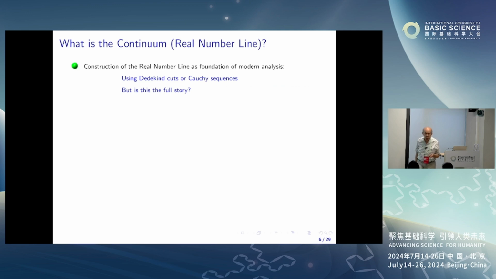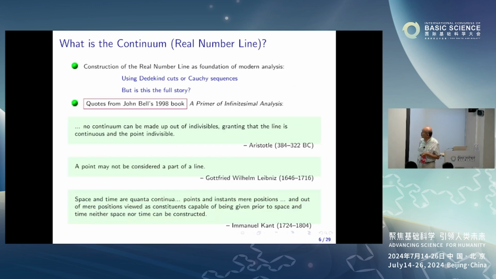So you all are familiar with the construction of the real number line. It's the foundation of modern analysis. You use Dedekind cuts or Cauchy sequences. But is this the full story? Some of you probably know that it's not the full story.